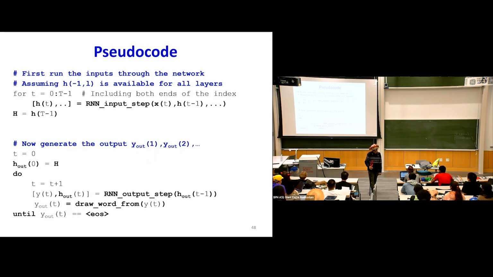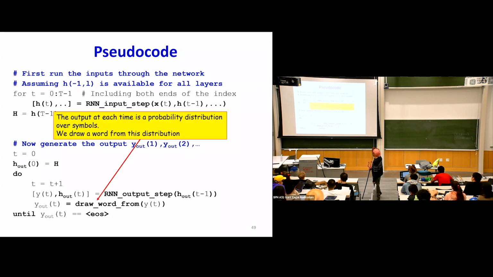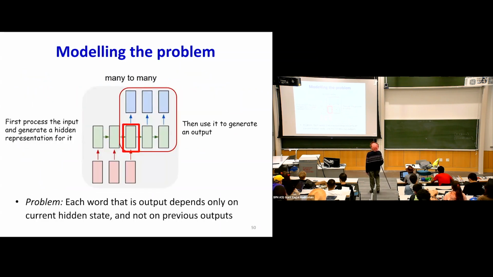And then at each time from the hidden state, I'm going to compute an output probability distribution, and of course, the next value for the hidden state. And from the output probability distribution, I can draw a word or a symbol. And that's going to give me my output sequence. Again, remember that at each time, what the network outputs is a probability distribution from which a symbol or a word is drawn.